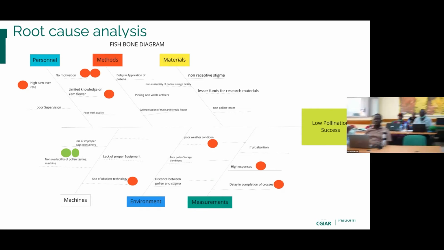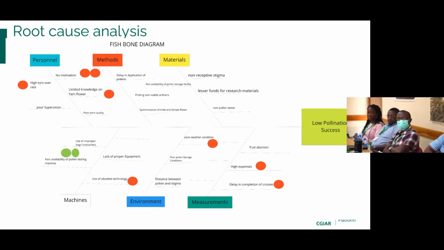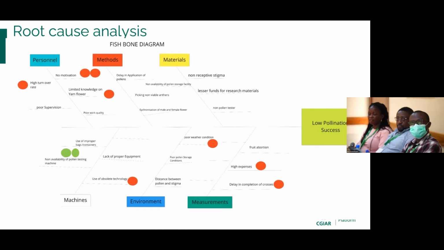So with all the challenges or all the problems that were identified as highlighted by my two colleagues, we thought of first of all focusing on one of them, because we can't solve all the problems at once. So we thought of focusing on one so that we can try and solve this one, then we'll move on to the others. The one that we thought of focusing on is the low pollination success, which was highlighted to be 20 to about 26.